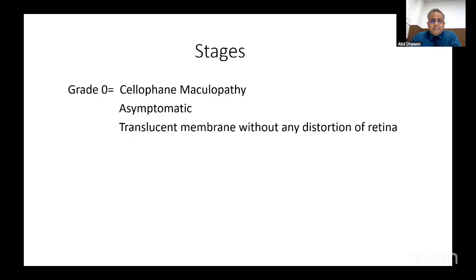Now, what are the stages of this membrane? They are divided into 3 stages: grade 0, grade 1, and grade 2. In grade 0, there is a cellophane maculopathy. It is totally asymptomatic, an incidental finding. The patient is coming to you for cataract surgery. You see a transparent membrane over the retina, no distortion of the retina, no distortion of the blood vessels. So it requires nothing.